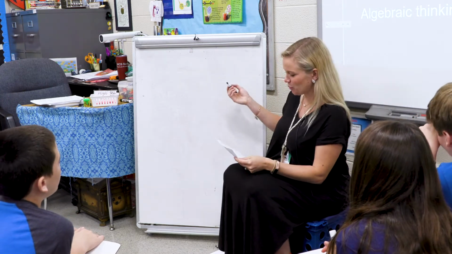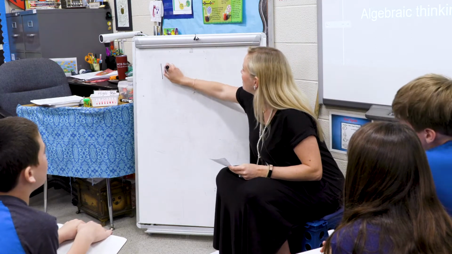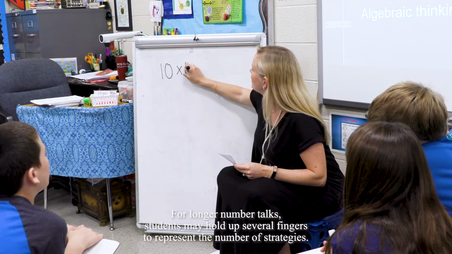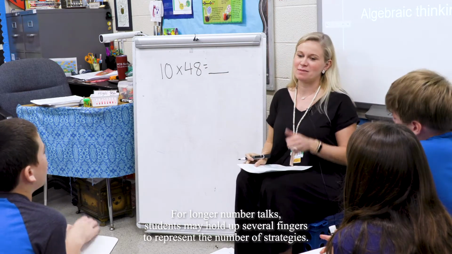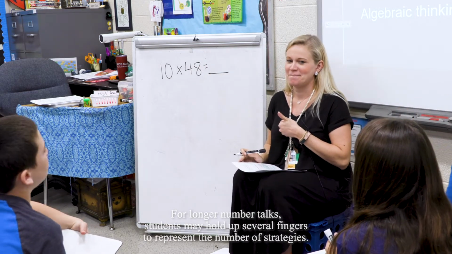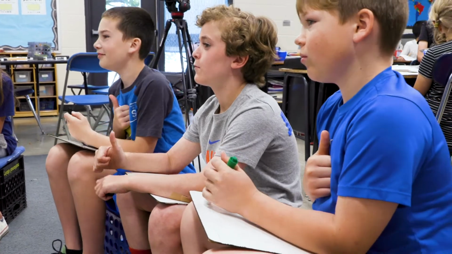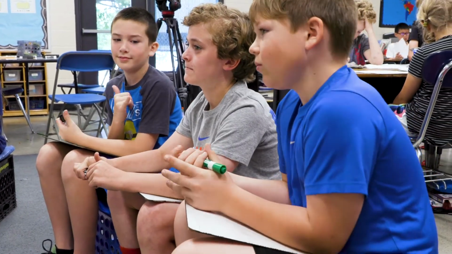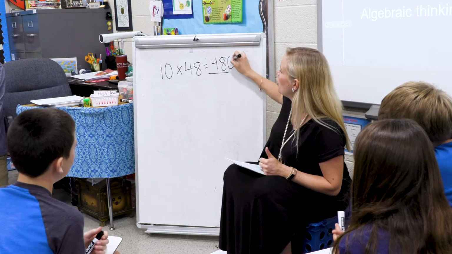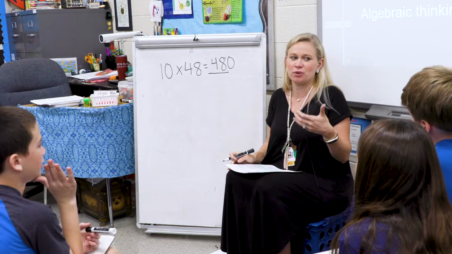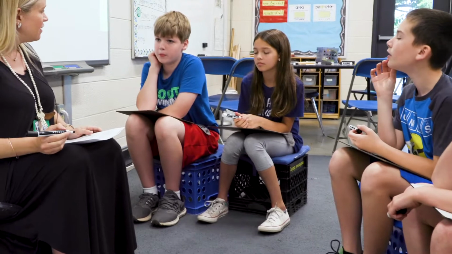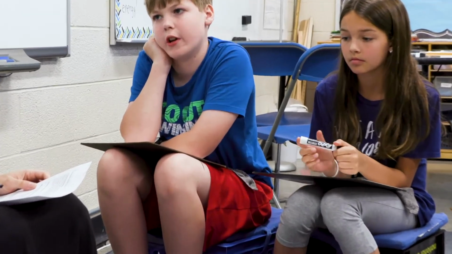Okay, so we're gonna start with... thumbs up when you think you know it. All right, Andrew, what'd you get? 480. 480. I saw lots of thumbs very quickly on that one. Who can share just quickly, how do you know it was 480 and how did you know it so quickly? Dean? If you multiply anything by 10, you just add a 0.